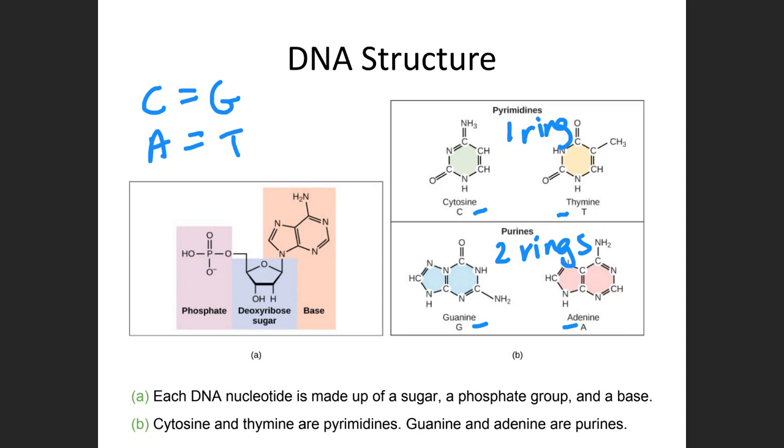We can also look, and you'll see that if C is always paired with G, there are always three rings total. If you've got a C that has one ring and a G that has two, and A is paired with T, there are always three rings across. So this makes it nice and clean.